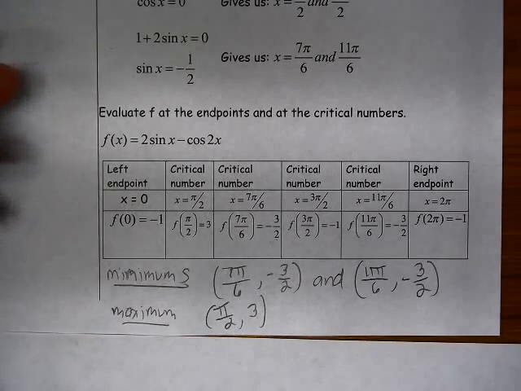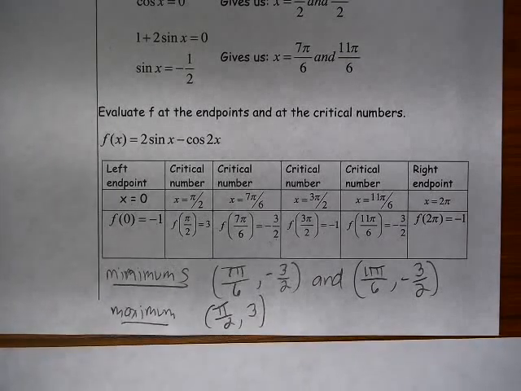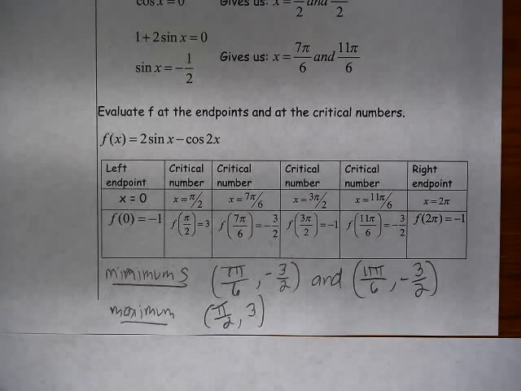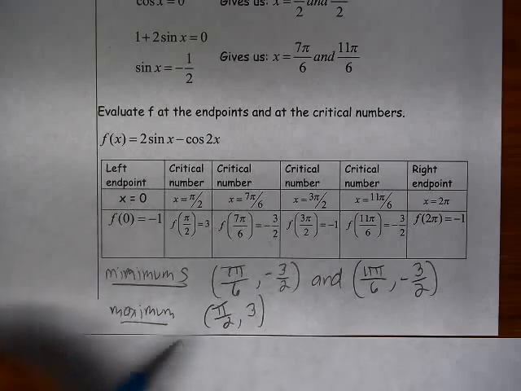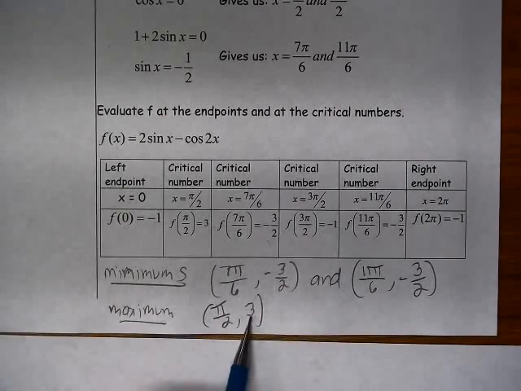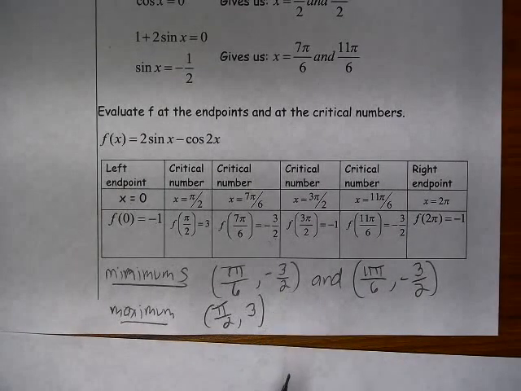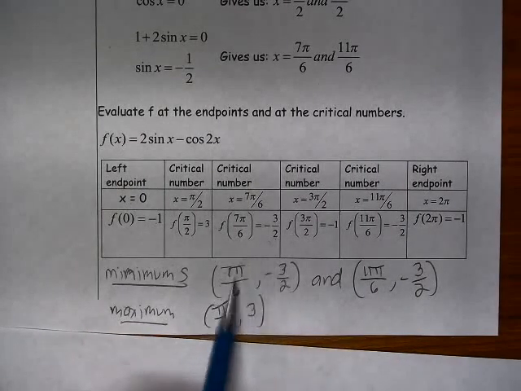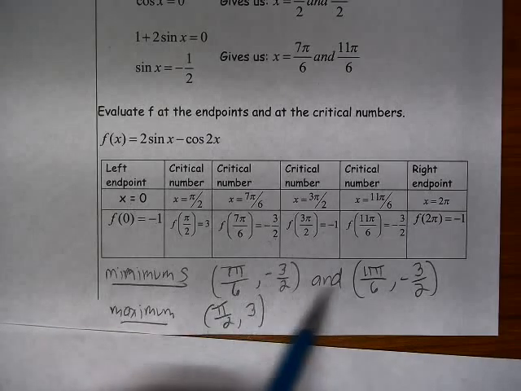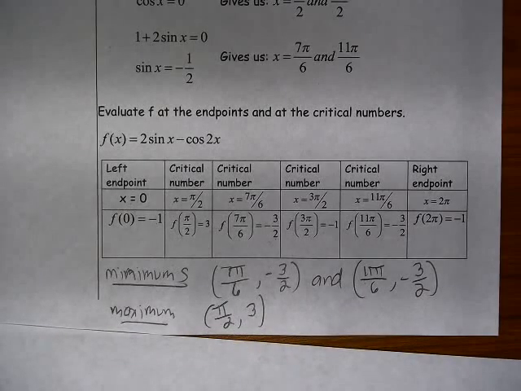And again, depending on the question we're asked, we might answer this question a little bit differently. It might ask us, what is the maximum value on this interval? Well, the maximum value is 3. The maximum value is always the y value, and the minimum value is -3 over 2. It might ask us for the point, in which case we'd answer this way. It could ask us for the x values at which these maximums or minimums occur. Then we would just answer with the x value of the point.